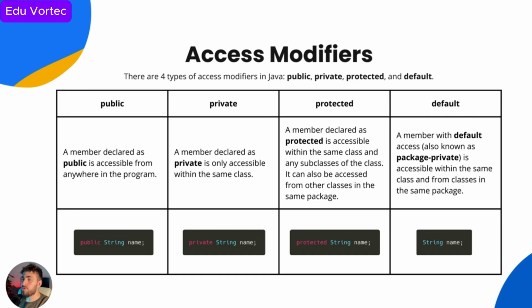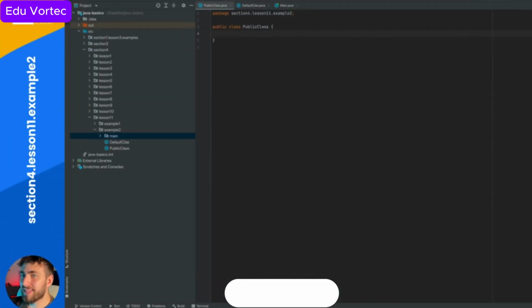A member with default access modifier, also known as package private, is accessible within the same class and from classes in the same package. It's important to understand the access level of the members in a class because it helps in encapsulating the internal workings of the class. By restricting access to certain members, we can ensure that they are only modified in ways that we intended. Let's dive deeper into the use of access modifiers and how they can be applied in classes, methods, and variables to enforce encapsulation.